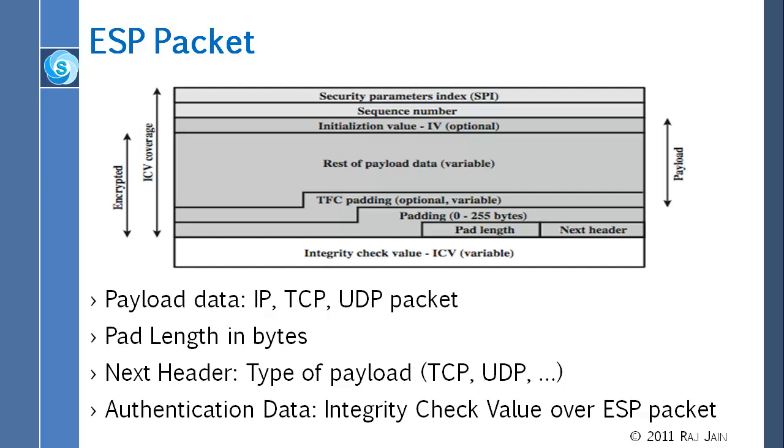I'm noticing another error. This arrow, ICV coverage, has to go up to here, because ICV always protects itself. CRC always protects itself. Okay, you cannot design an integrity check value where you can change the integrity check value. Right? So if I were to redraw this diagram, I would not put a color here. I would make this arrow bigger. This thing looks okay.